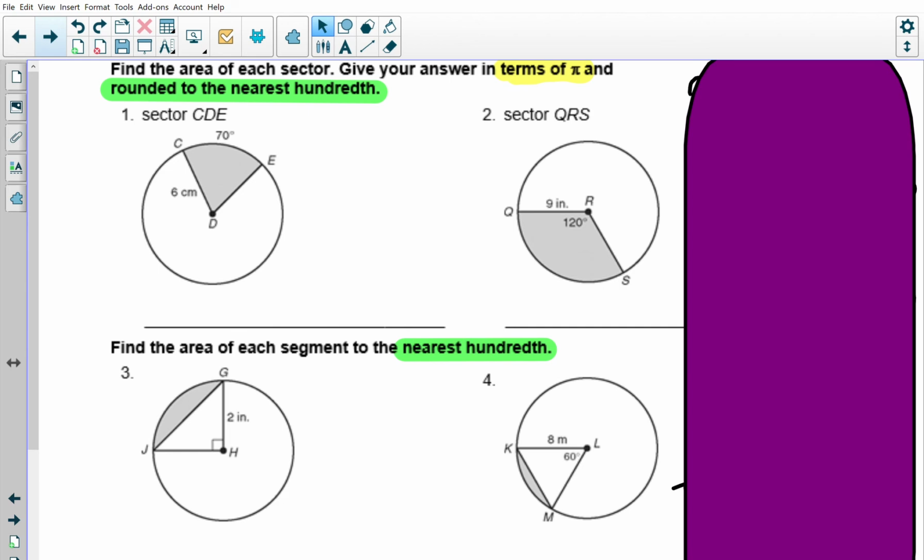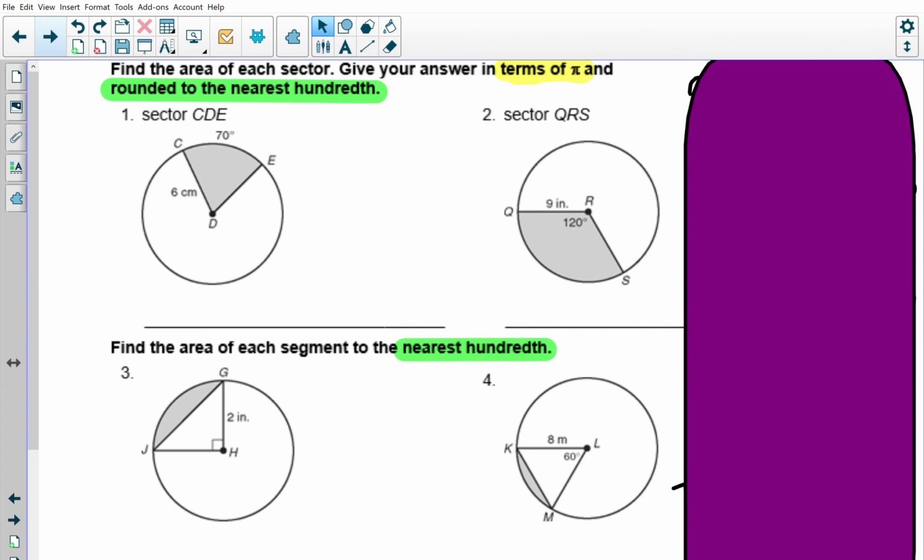So here we have sector area. We have to remember what the formula for area of a circle is, which is pi r squared. So here, read the directions. Find the area of each sector. That's the pizza pie piece or the cookie slice, whatever. We want 2 answers, in terms of pi and then rounded to the nearest hundredth.